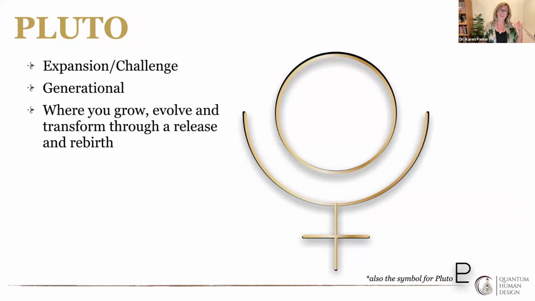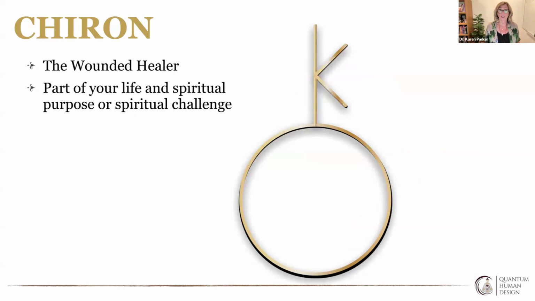Now, I want you to pay attention as I went through these outer planets: Saturn, Uranus, Neptune, Pluto. All of these planets have a similar theme of seasons, cycles, evolution, growth, expansion. The whole curriculum of the universe is expansion and growth, right? We're here to grow and evolve.